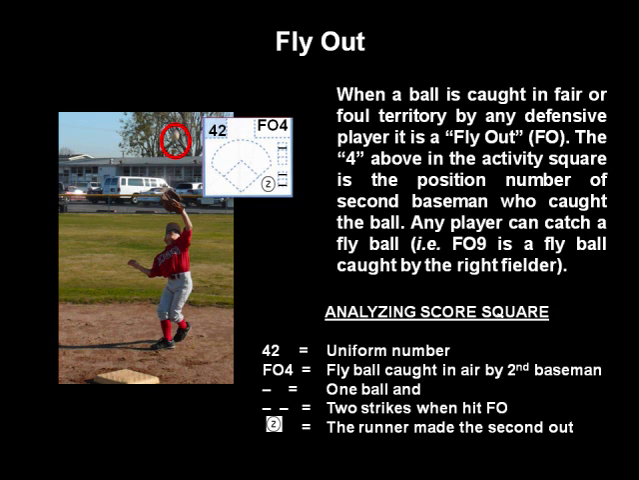And so let's analyze the score square. It doesn't look very complicated here, but 42 is the uniform number. FO4 is a fly ball caught in the air by a second baseman. When the batter hit the ball, he had 1 ball and 2 strikes. And the symbol there, the 2, equals the runner made the second out.